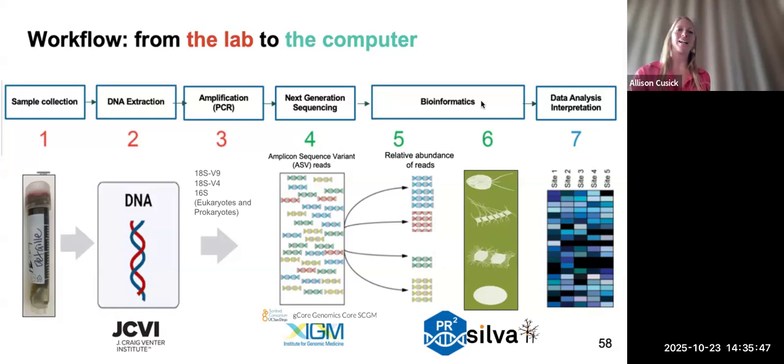So we do bioinformatics, using different programs, the Protis database and a bacterial database called Silva that helps identify which gene, which DNA is which organism, and how well it matches. And then we do our data analysis and interpretation. So that's a whole fun thing that AI has really helped with in coding faster.